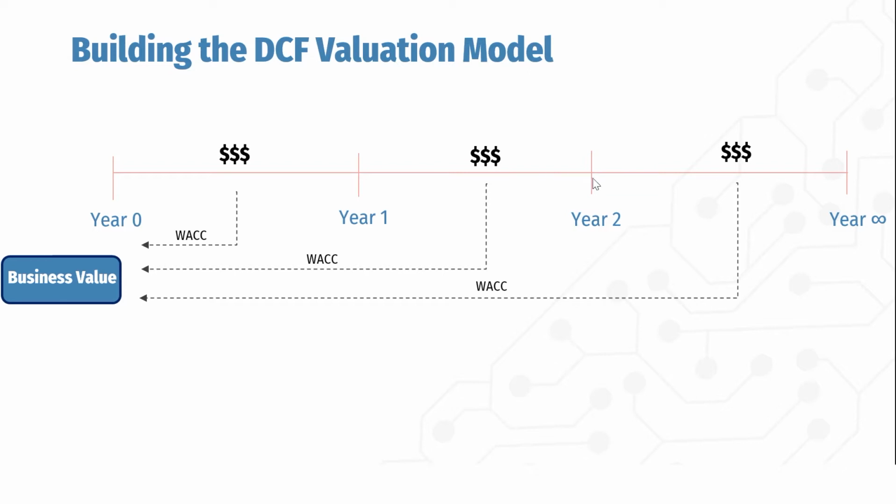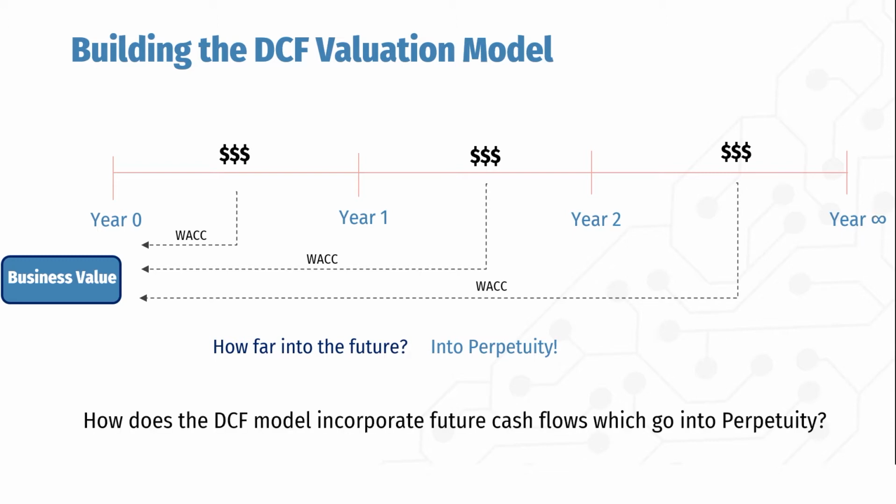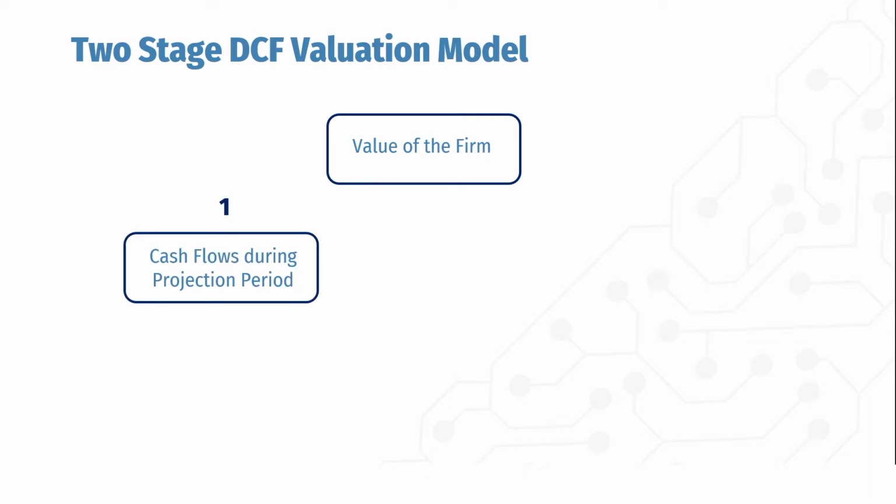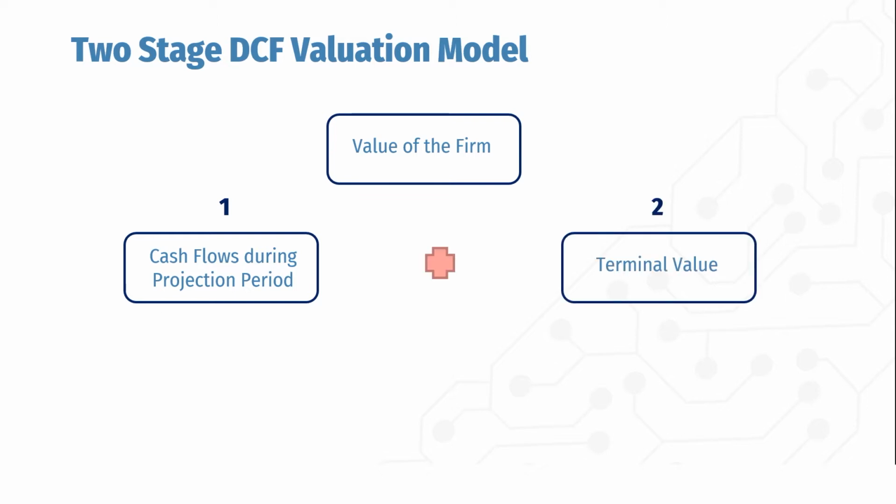But how far into the future do we forecast cash flows? Well, businesses are assumed to be going concerns, meaning that they will operate into perpetuity, into the foreseeable future. So how does the DCF model incorporate future cash flows which go into perpetuity? The DCF model does this in two stages. The value of a firm using the DCF approach consists of stage 1, which is the projection period, typically about 3 to 5 years, and stage 2, which is the terminal value.